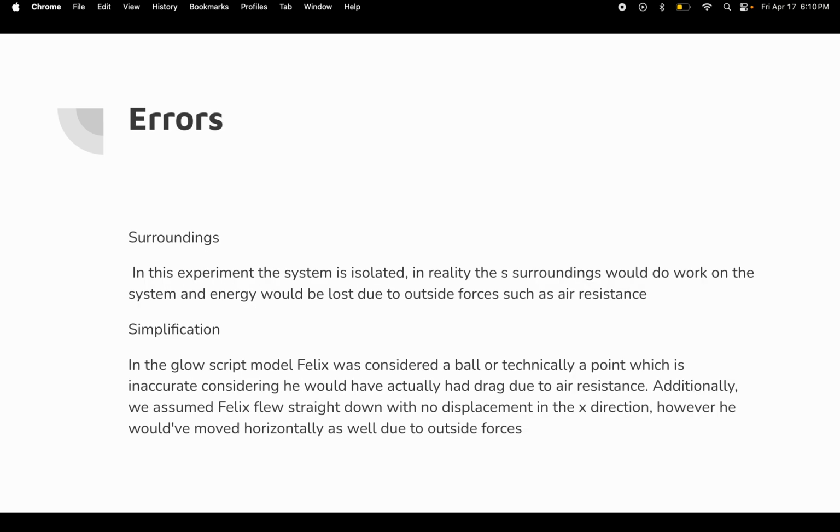So there were some errors. Because the model is a simplification, the system is isolated, but in reality, air resistance would perform work on Felix, which would turn some of that kinetic energy into thermal energy. We also treated Felix as a point mass with no drag and assumed he fell in a perfectly straight line, which ignores the horizontal drift he likely experienced.